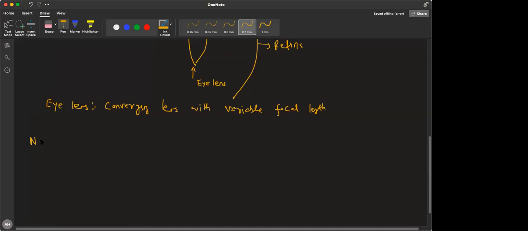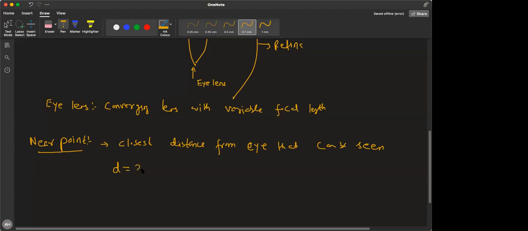Next is near point and far point. So near point is the closest distance from the eye that can be seen. We call this 25 centimeter. For a normal eye, it's 25 centimeter. This is known as the least distance for distinct vision. So if you place an object less than 25 centimeter, then you can't see that object through the eye. It won't be visible. Least distance for distinct vision.